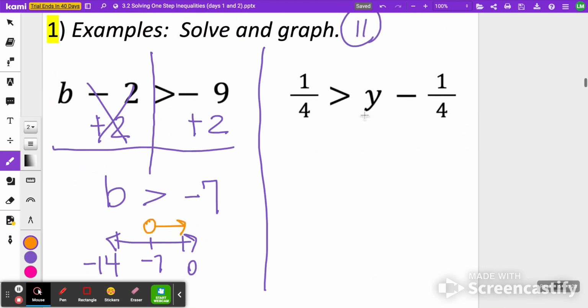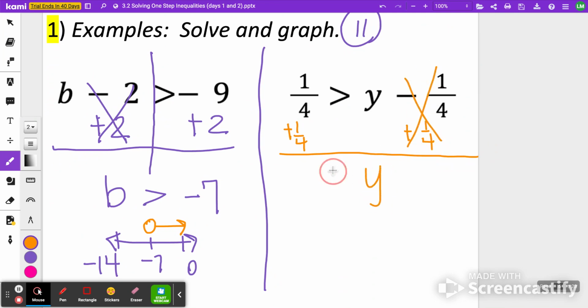Let's try the next one. I do see that this one's written backwards, so I can still solve this the same way, but when I'm done solving it, I'm going to rewrite my answer so that it's easier to graph. If you also want to rewrite this first, you can flip everything around, including the inequality symbol. I'm going to show you both ways. If I'm going to solve this first, I'm going to start by adding 1/4 to both sides. The nice thing about this question is even though I'm dealing with fractions, I have common denominators already. 1/4 plus 1/4 is 2/4, but I'm going to reduce that and say it is equal to 1/2.